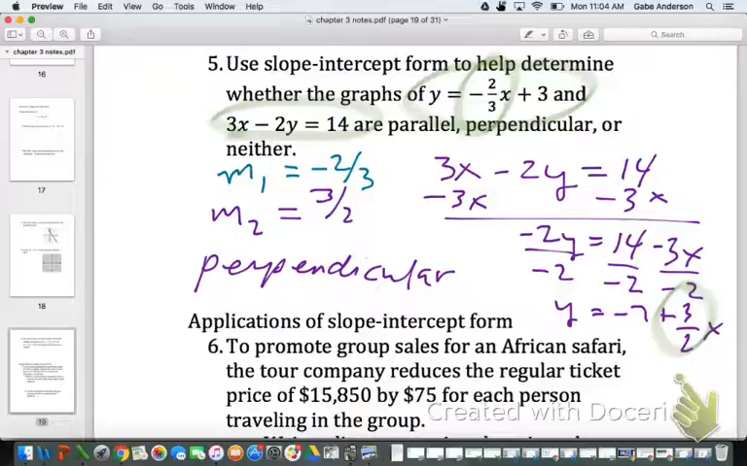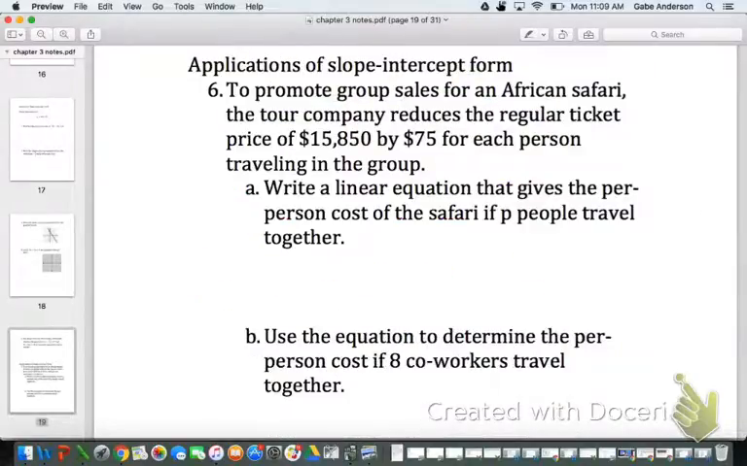All right. Take a look at number 6. It's an application. So let's read it together. Let's try to understand what's happening conceptually. Let's not get too stressed about the math yet. We'll get to that in a little bit. But this says to promote group sales. So groups being more than just one or two people, right? So to promote group sales for an African safari, the tour company reduces the regular ticket price of $15,850 by $75 for each person traveling in the group.